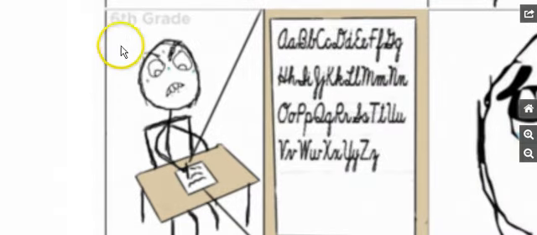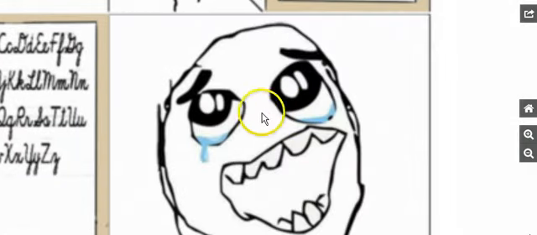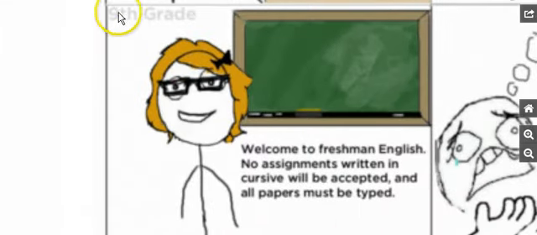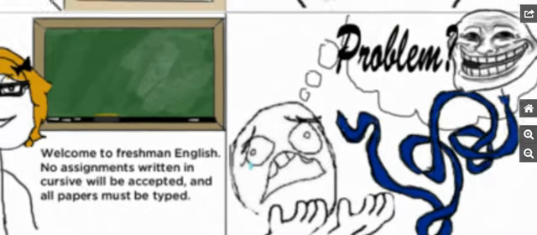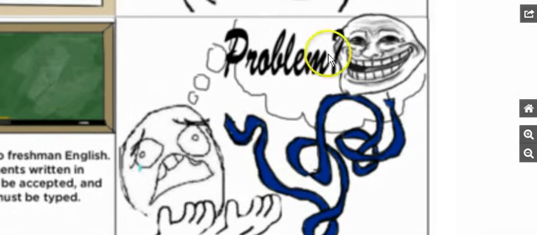Then they get to sixth grade. They're trying even harder. They're sweating. Their cursive's looking a little better, right? They finally did it. The cursive is beautiful. Their eyes are watery with joy. Then they get to ninth grade, freshman year. "Welcome to freshman English. No assignments written in cursive will be accepted, and all papers must be typed." And then problem, thinking back to that third grade teacher.